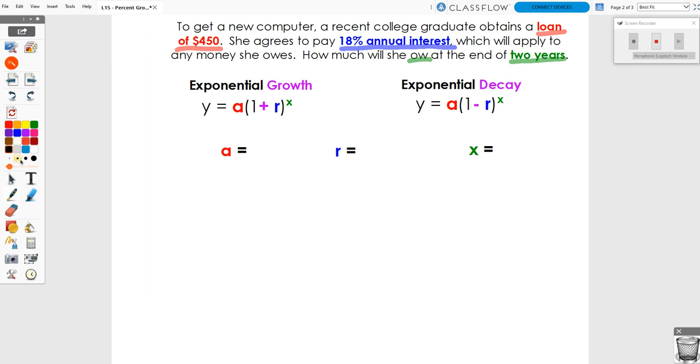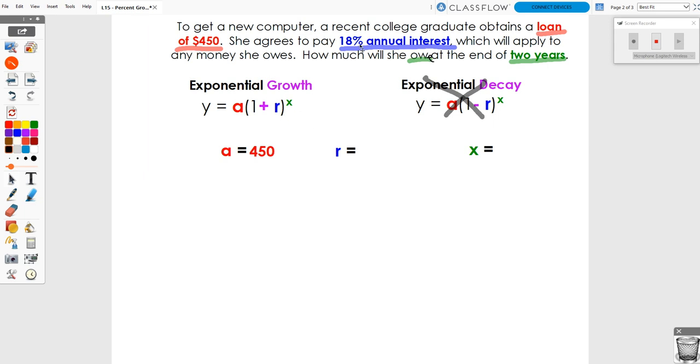Now, because I said this is a problem where interest gets added on, we're talking about exponential growth. So we're not going to look at this exponential decay equation at all. We're just going to look at exponential growth. And what we need to do this exponential growth problem is the values for A and R and X. So A is our starting amount. She started off borrowing $450. So that's my starting value.